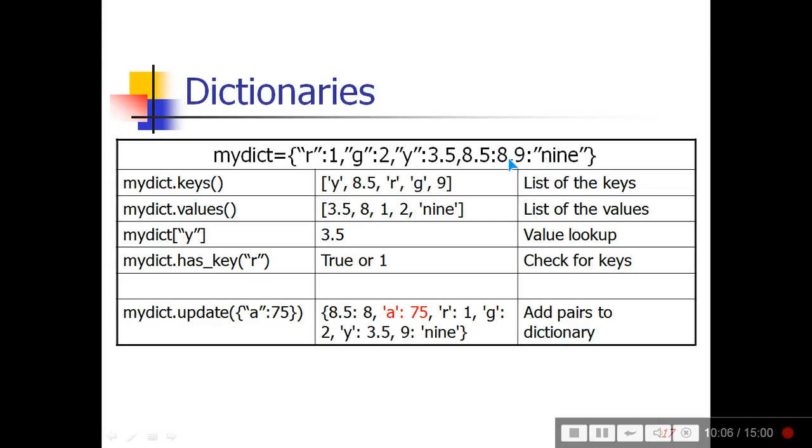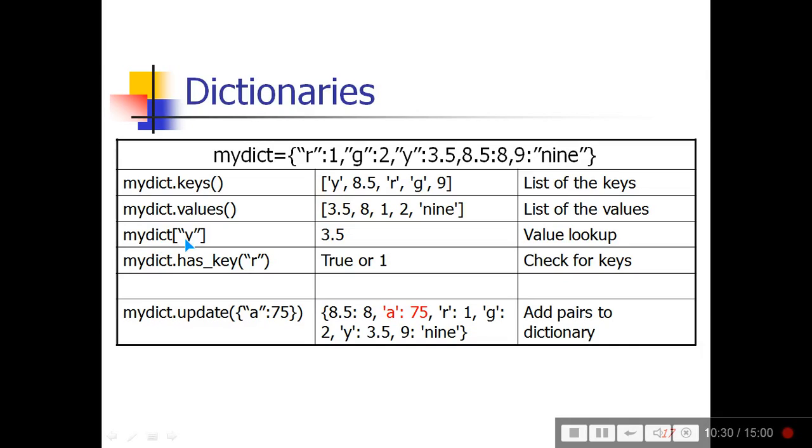Again, these are name value pairs, and we see that when we do this, mydict.keys, we get the keys. As I said, these are the keys, so we get y 8.5 rg9. And mydict.values, as I said, these are key value pairs, we'll get the values. So these are the keys, these are the values.